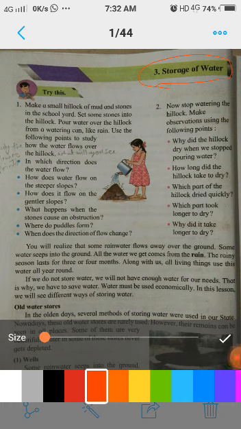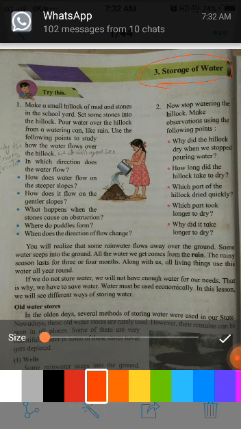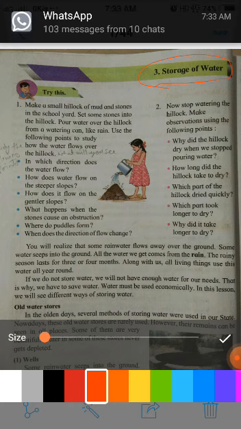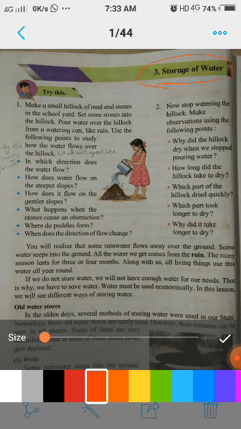First of all, make a hillock using mud and stones. You can make it anywhere. You can make this in your schoolyard. Now pour water like rain over the hillock using a water can.